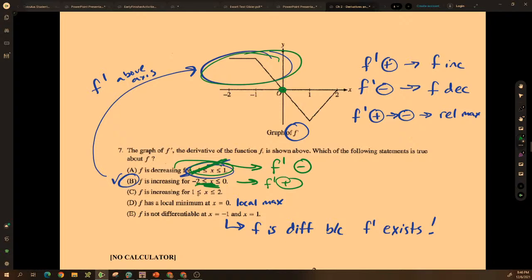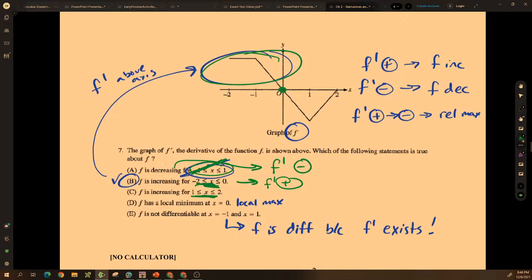Then C says f is increasing between 1 and 2. That's wrong. They're saying 1 and 2 because that's where the graph is going up. But that's f prime, and f prime is still negative, right? When f prime is increasing, that would be concave up. So C, if it had said f is concave up there, it would have been correct. D says f has a local minimum. No, it's a local max because f prime changes from positive to negative.